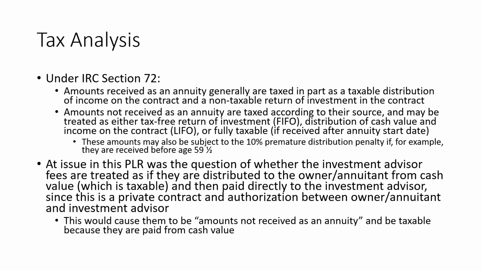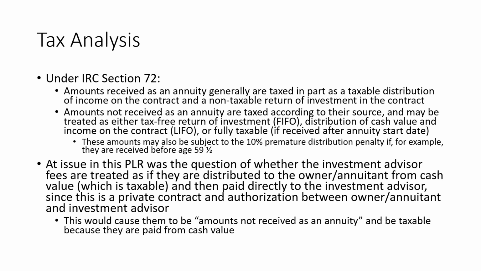So, really, this was a question of sourcing. Could the IRS treat the investment advisor fees as if they had been first distributed out of cash value to the owner slash annuitant and then paid to the investment advisor, or would the IRS consider the fact that these were paid directly to the investment advisor out of cash value to be really an internal investment fee, even though it's contracted for by the owner, but nonetheless a fee that isn't treated as if it's distributed to the owner first before payment? Ultimately it was a question of control, since it was the owner of the annuity who was directing the payment of that fee.